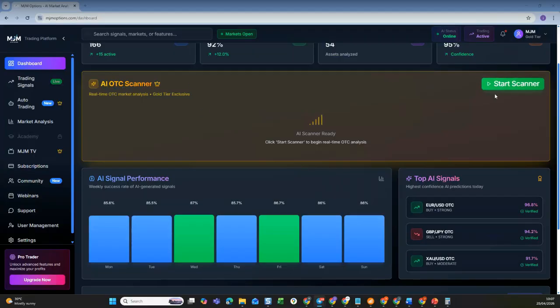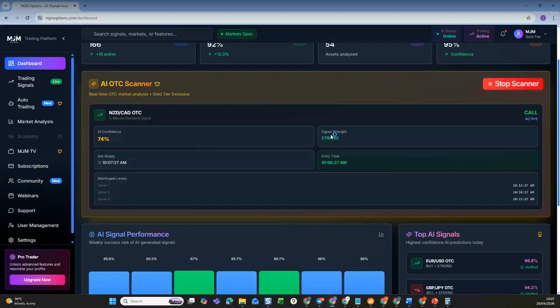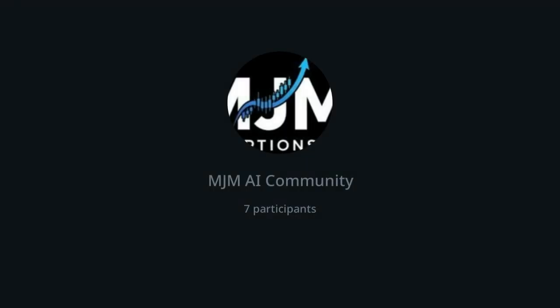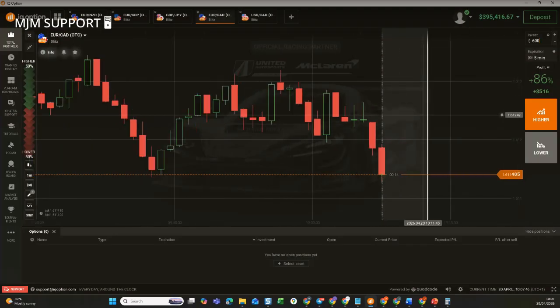The moment I click start scanner, it generates me a signal. For those of us who are new, you can see the signal here. You can see the pair. You can see the 5-minute standard signal. The 5-minute standard signal usually means we are trading for 5 minutes. That's what the 5-minute standard signal means.